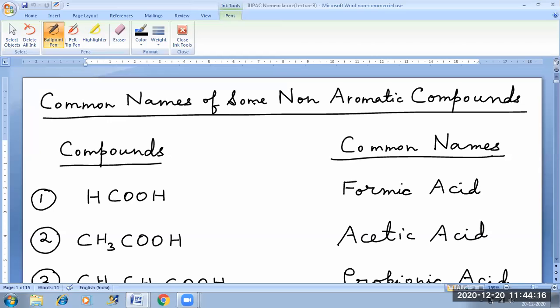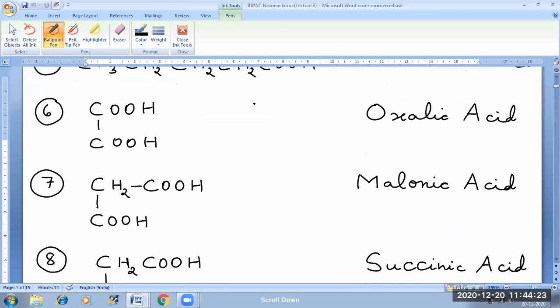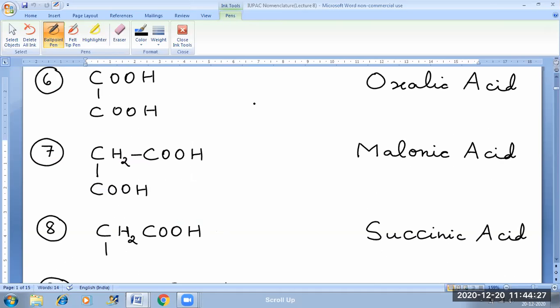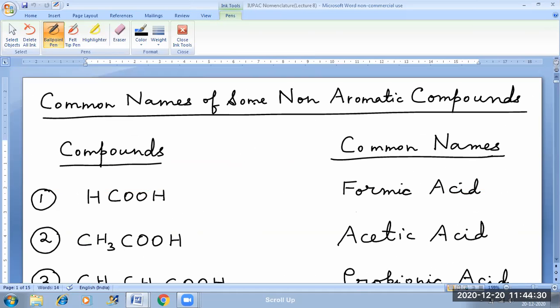That is, once you are done with your 11th standard, then you can learn some more names because there are many names which I have given. These all are common names. These are not IUPAC names. That means sometimes in the question they give these names, and if you don't know these names, then you will not be able to identify the compounds.